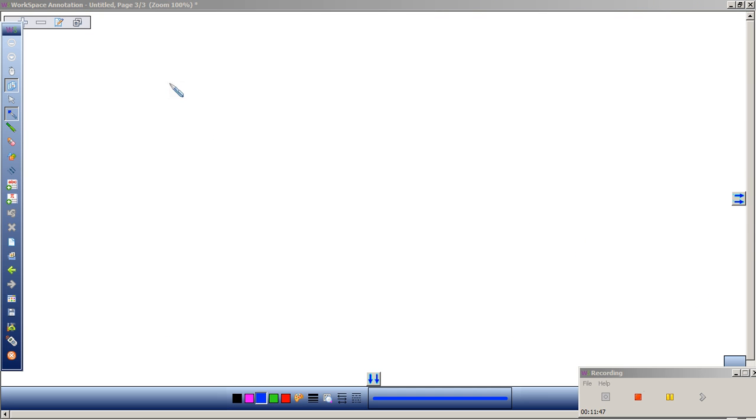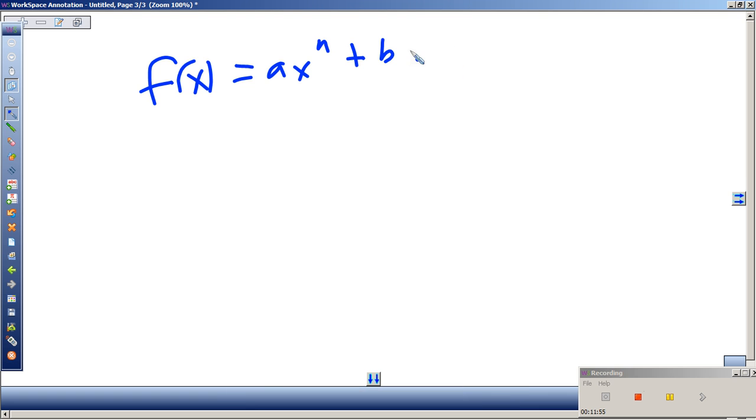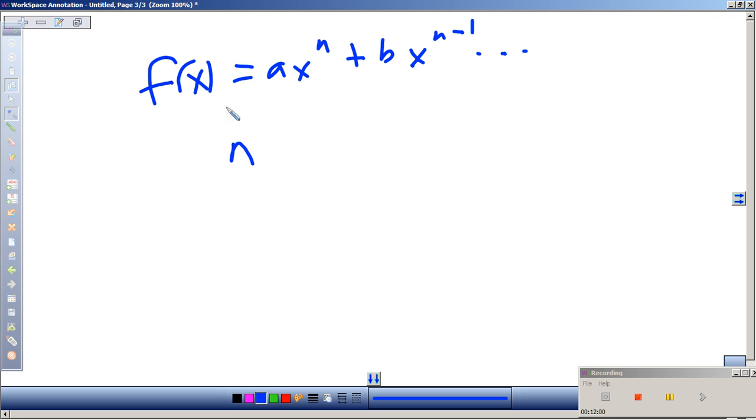Now, some of the more details. So we're still working with f of x equals ax to the n plus bx to the n minus 1, etc. What is n known as for this polynomial? The exponent, but we're going to use another term, the degree. Have you heard that before? So n is the degree of your polynomial. So if it's a fifth degree, an eighth degree, third degree polynomial, that's what we're talking about.